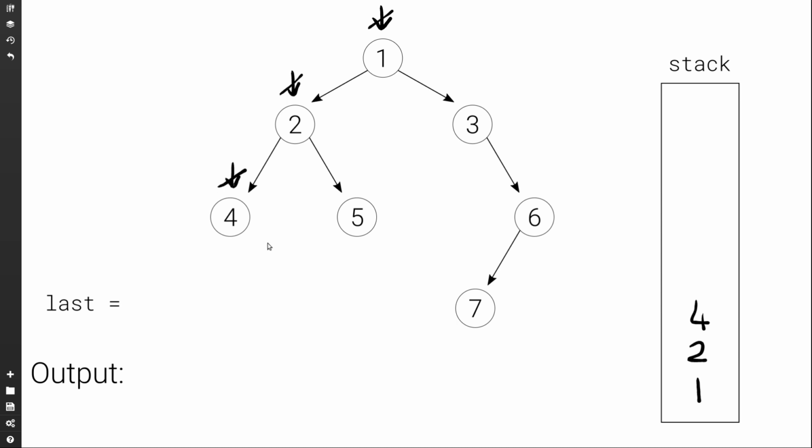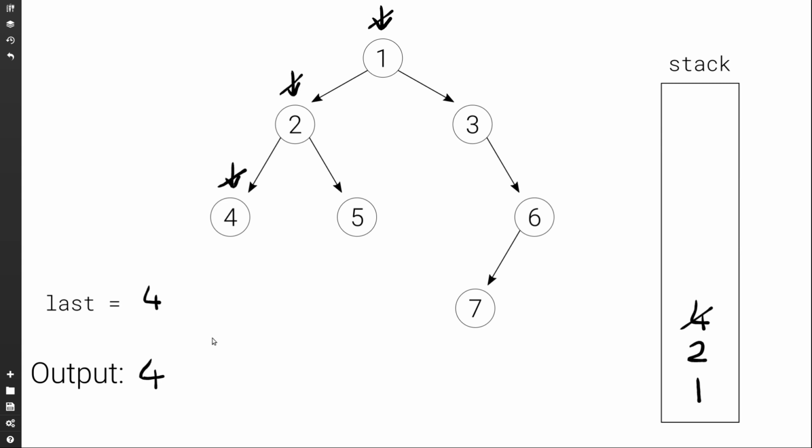This time the left of 4 is null. So what we do, we set current to the right child of what's on top of the stack. On top of the stack we have the 4. The right child of 4 is null, so current remains null. So what we do at this point is we set last equal to the top of the stack, which is 4. We pop the stack and we print last.